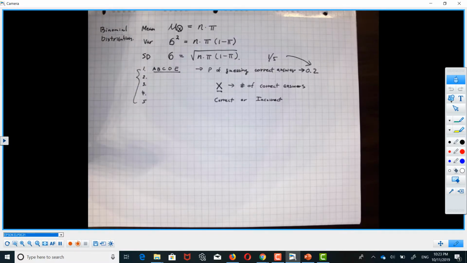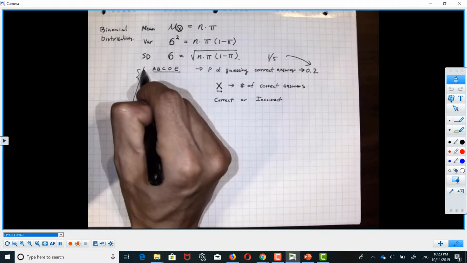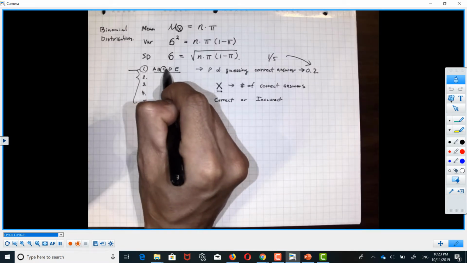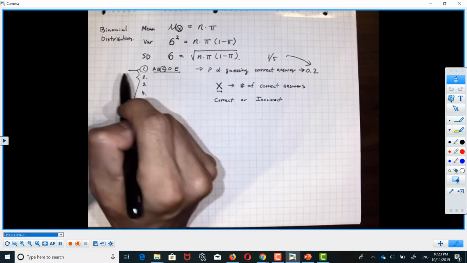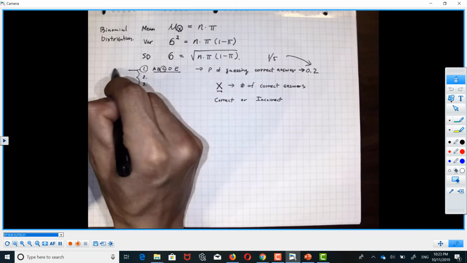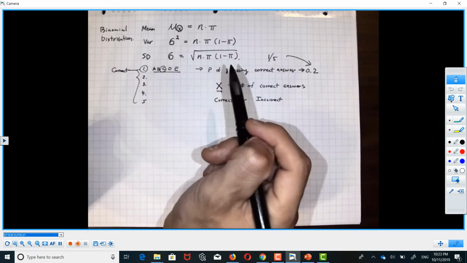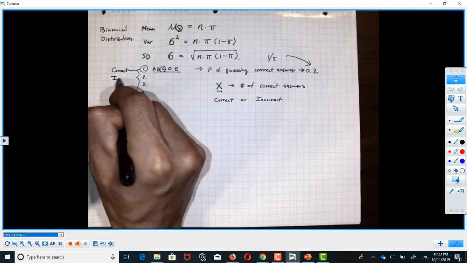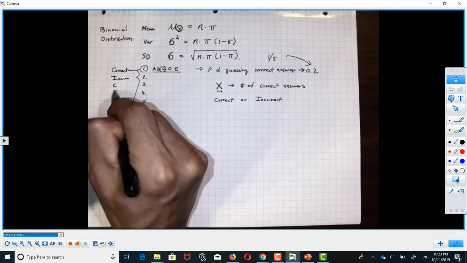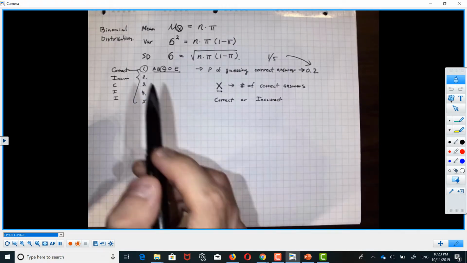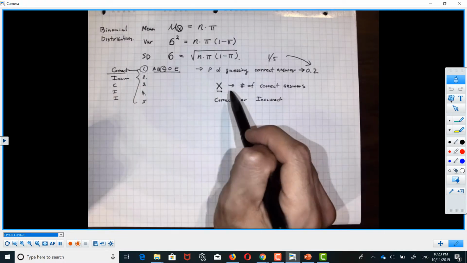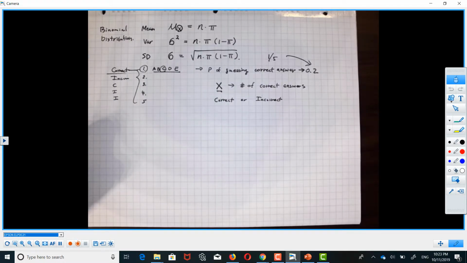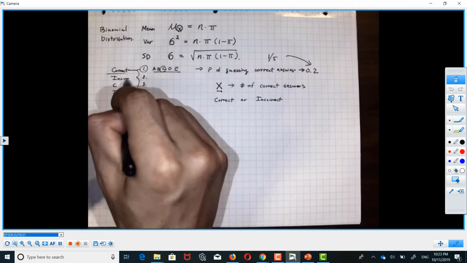So correct, incorrect. For example, on problem one, I make a guess and I think that C is the answer, and if my guess is correct, then this is correct. Or maybe the second problem is incorrect, and then correct, incorrect, and incorrect, for example. So obviously x is a binomial variable, and you can think of this as a binomial distribution.